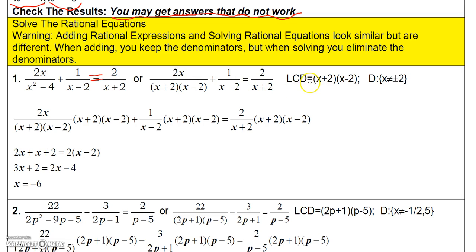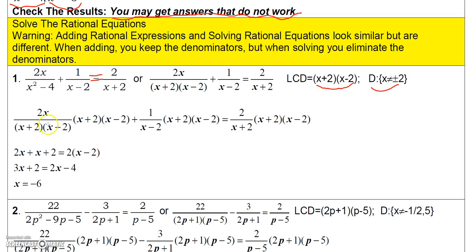Since the lowest common denominator here is x plus 2 times x minus 2, I know if I multiply each of these terms by the x plus 2 and x minus 2, it will actually cancel each of the denominators. Before I do that, let me remind you, since we can't divide by 0 in an expression, remember x cannot equal negative 2 because that would give us 0 here, and x cannot equal positive 2. So just keep an eye on that: the domain cannot include 2 or negative 2.